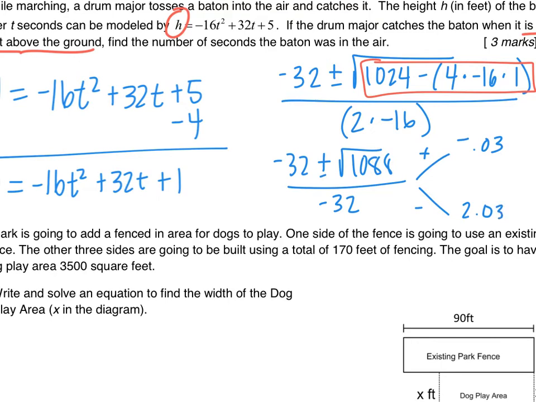So this question was asking the number of seconds the baton was in the air. So it does not make sense to have negative seconds. So the correct answer is 2.03 seconds.